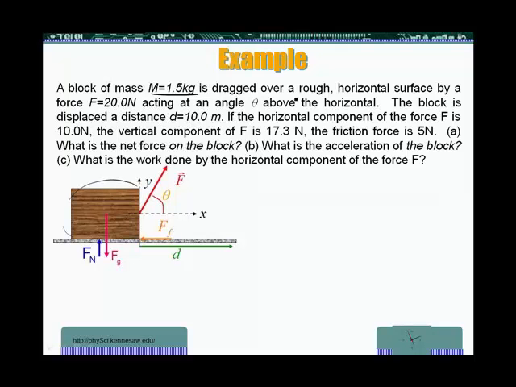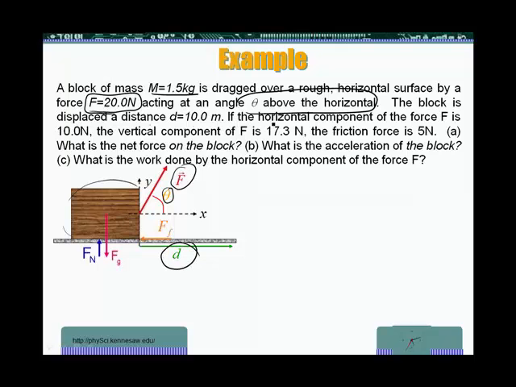It is dragged over a rough horizontal surface by a force of 20 newtons acting at an angle theta above the horizontal. Okay? So this is the force F, and it is acting at an angle theta above the horizontal. They tell me that that force is 20 newtons, and it is acting at this angle. Then they tell me the block is displaced a distance d, 10 meters. Okay, and here they show me the displacement.